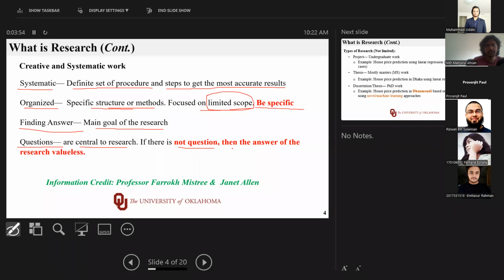If there is no question and there is no answer, there is no point or value in any research. So you cannot claim that you did research without a research question, and you cannot claim research without developing an answer. It's not like it should always be a positive answer. It could be a negative answer, but still it's your finding, and it should be systematic, it should be organized.